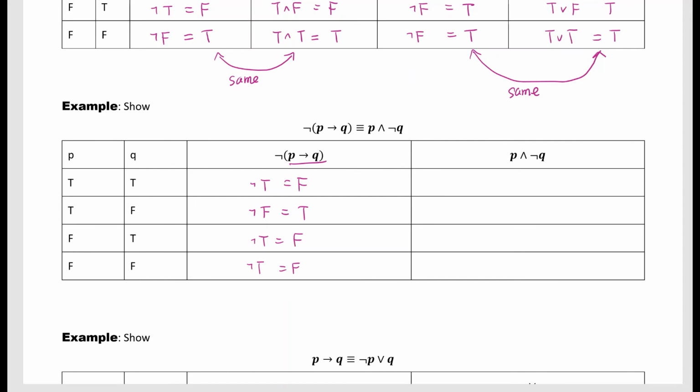Yeah, so usually when we think about it, we keep in mind that the only case that P implies Q is false is when the P is true and the Q is false. So keep this in mind. Okay, so next, P and not Q. So true and not true is false. Oh, this is false. True and not false is true. Oh, this is true. False.